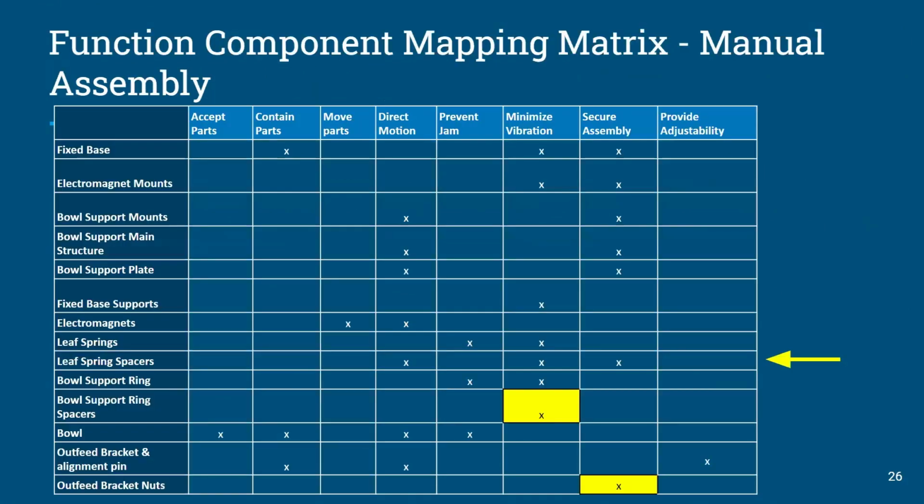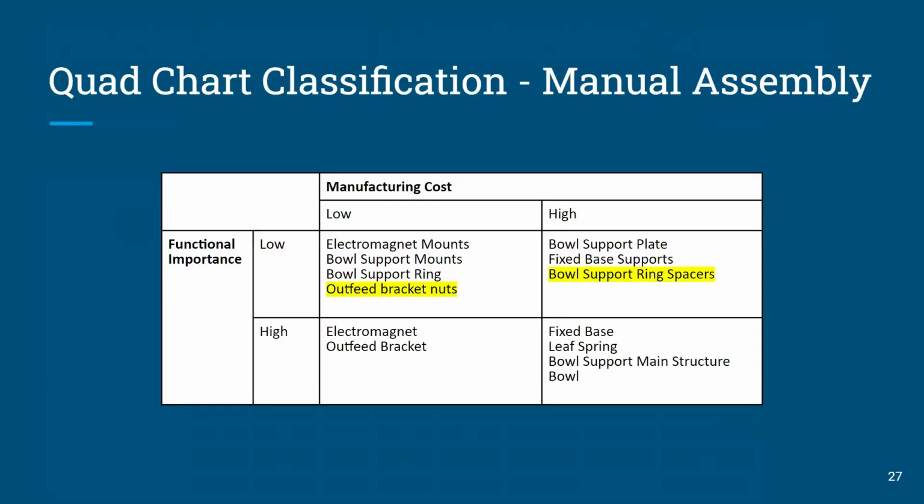Shown here is a function component mapping matrix for manual assembly. It can be seen that the bolt support ring spacers and outfeed bracket nuts have very few functions, and therefore that is another reason why we chose to redesign these parts. Highlighted in yellow are the outfeed bracket nuts and bolt support ring spacers. Again, these have low functional importance, and the bolt support ring spacers especially have a high cost, and so these were chosen for redesign.